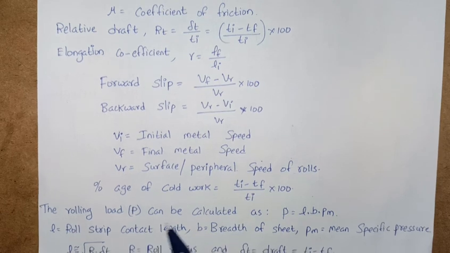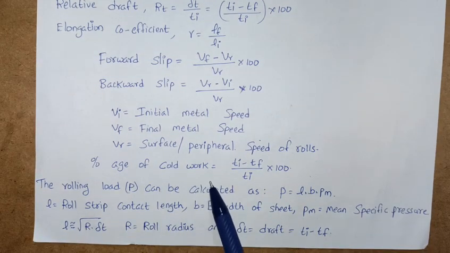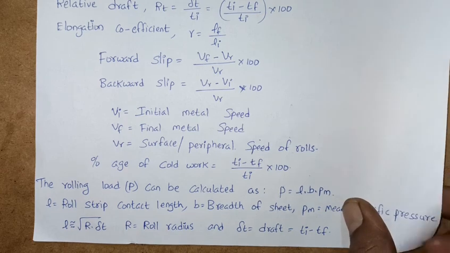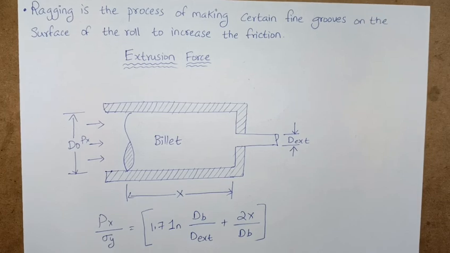Now we know the percentage of cold work, and the rolling load P can be calculated as P is equal to L into B into Pm, where L is the roll-strip contact length, B is the breadth of the sheet, and Pm is the mean specific pressure. We can write L is equal to root of R into delta T, where R is the roll radius and delta T is the draft, that is Ti minus Tf. So this is about our rolling, and next we'll move to extrusion.